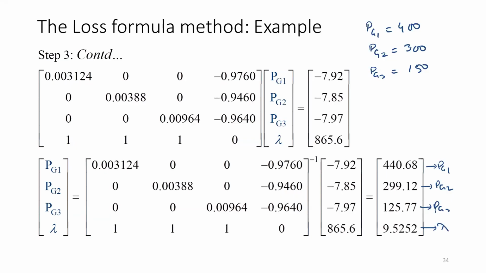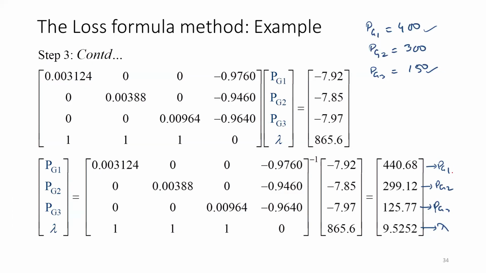Is there a significant difference? Yes, in PG1 and PG3. Remember these are all in megawatts. So there is a significant difference between PG1 and PG3. That means now you will enter your second set of iteration.